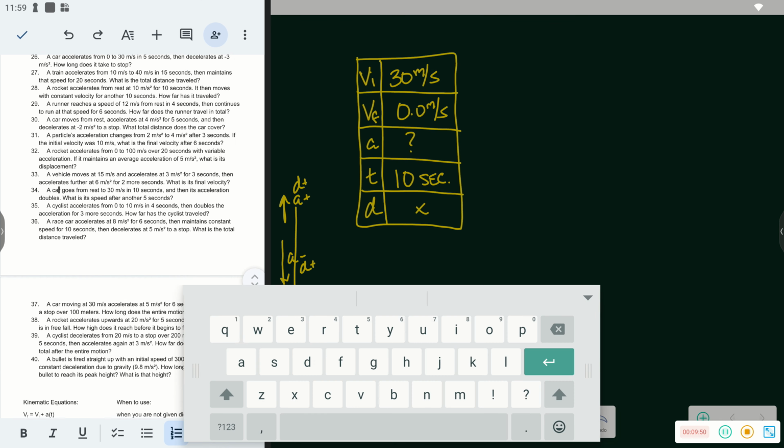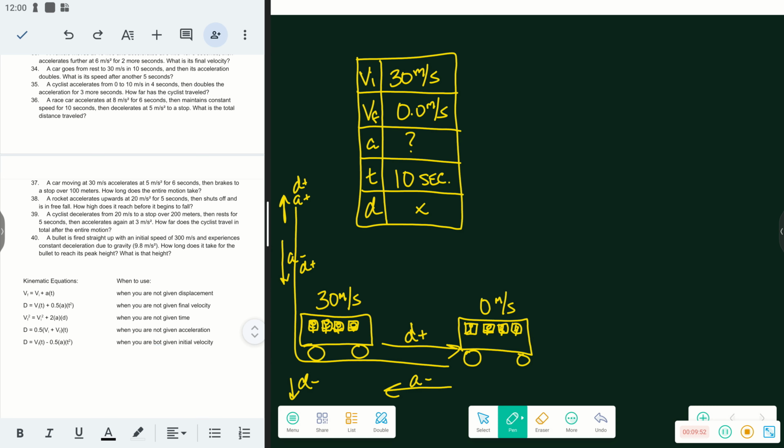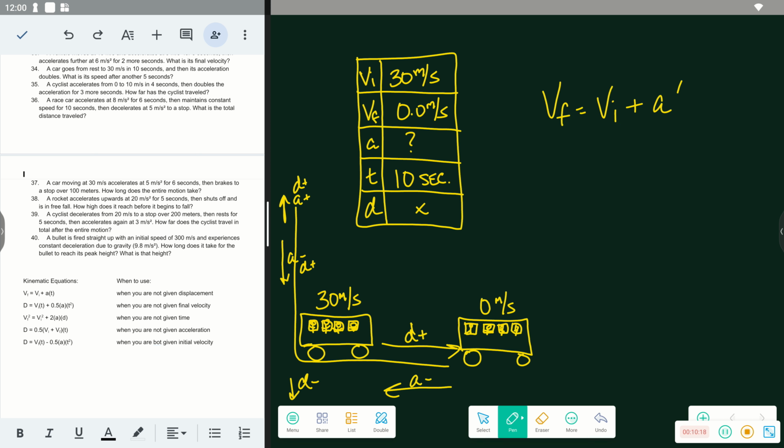All right, so as you go through, it was in the problem. So again, what are you not given? You don't have acceleration and you don't have displacement. So you're solving for acceleration. And when you're not given displacement, what equation are you going to use? It's the same one. So VF equals VI plus A times T.